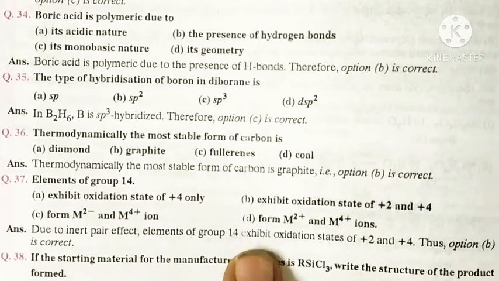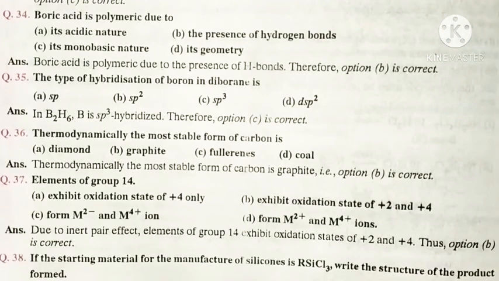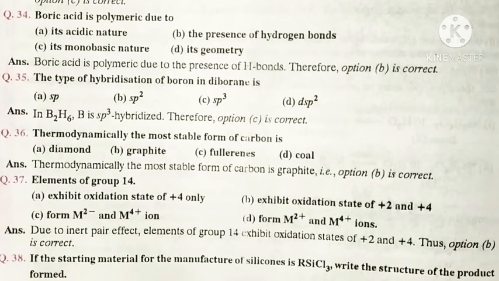Next one, question number 36. Thermodynamically, the most stable form of carbon is graphite, which is highly stable in nature. Elements of group 14 exhibit what oxidation states? They exhibit +2 and +4, that is M2+ and M4+ ions, due to the inert pair effect. So they exhibit both oxidation states 2 and 4, which is the correct one.